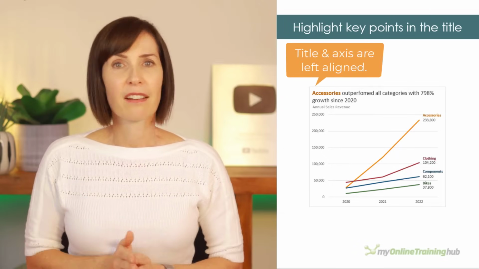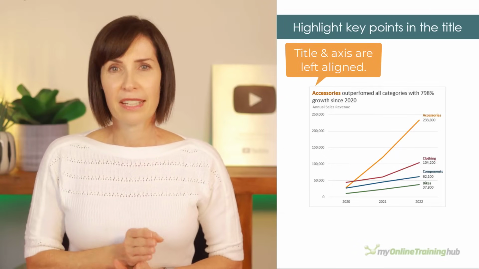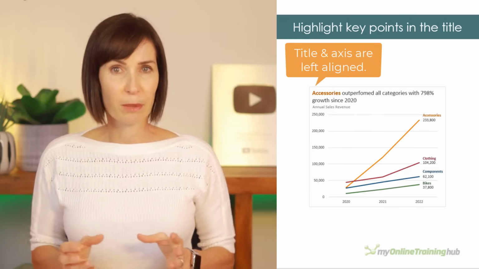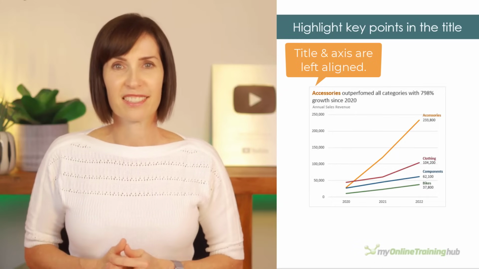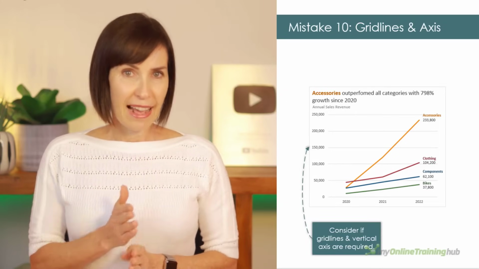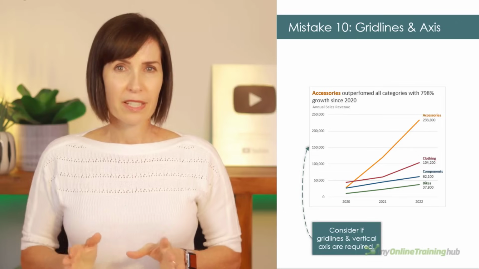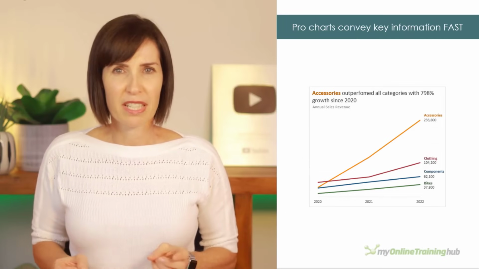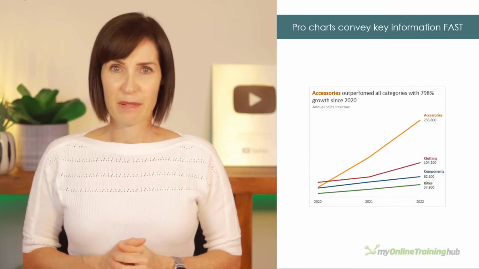By the way, notice the alignment of the title is left in line with the axis, and this makes the chart appear tidier than a centered title. When you have data labels and vertical axis labels, the vertical axis labels and grid lines can often be redundant. You probably don't need both.